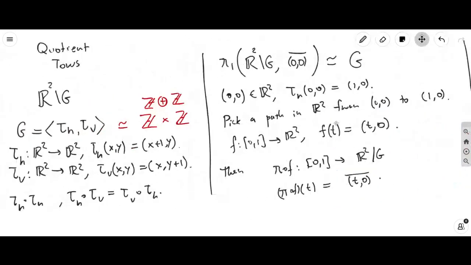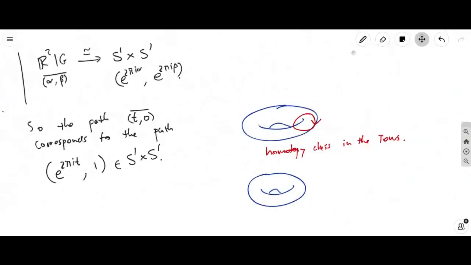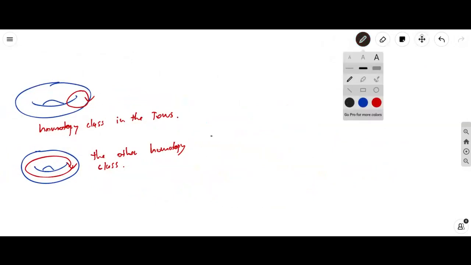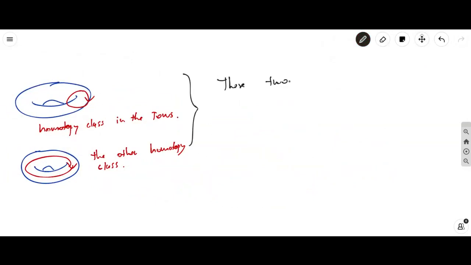If you were to do the same thing with the other generator for G, TV, it would basically be the same thing, but you would interchange the roles of those two, and then you will get the outer path, and this would be the other homotopy class. And these two classes completely generate all homotopy classes on the torus.